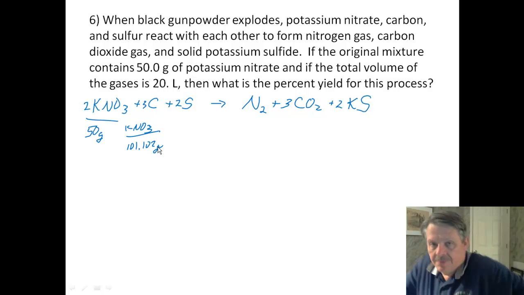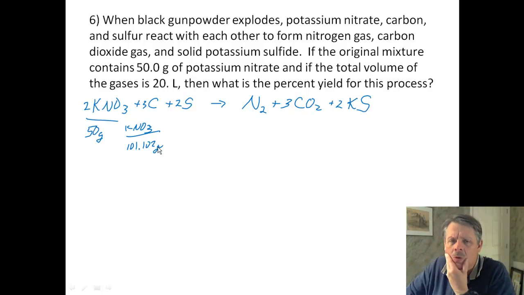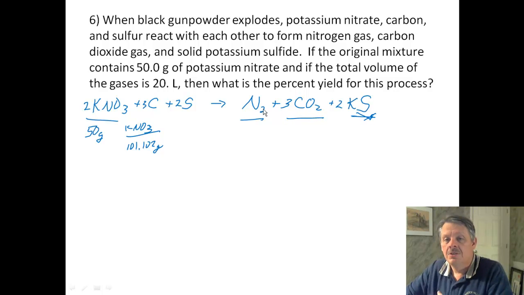All right. So now, what in the world do we do? It's asking us the total volume of the gases. Volume of gases, I'm so confused. Well, if you think about this for a moment, nitrogen is a gas. Carbon dioxide is a gas. K2S is not a gas. So we look at these gases and we say, well, how do we do that?